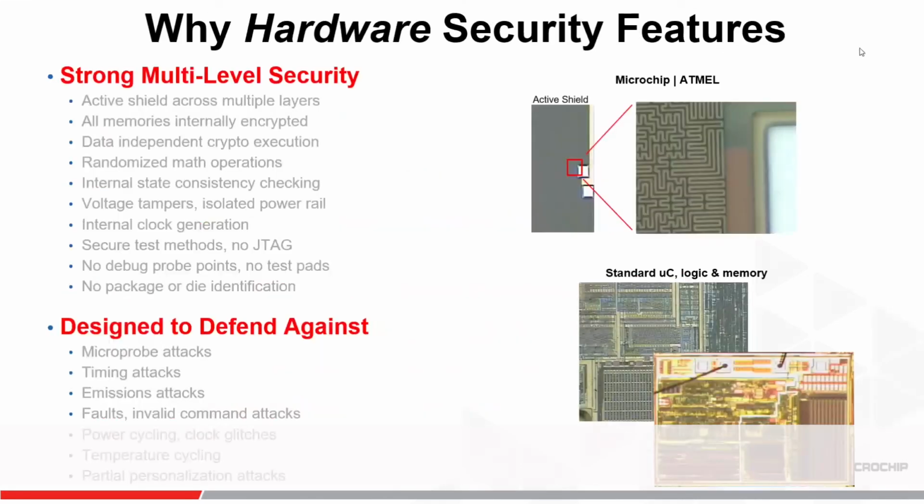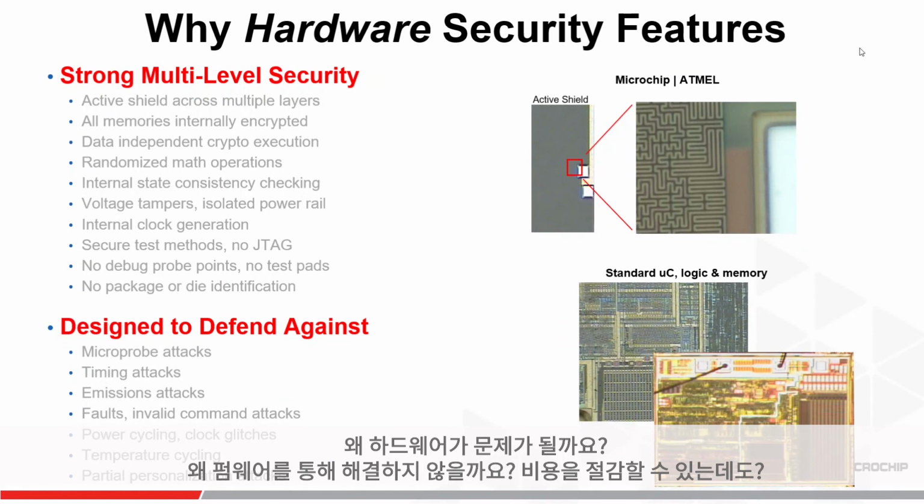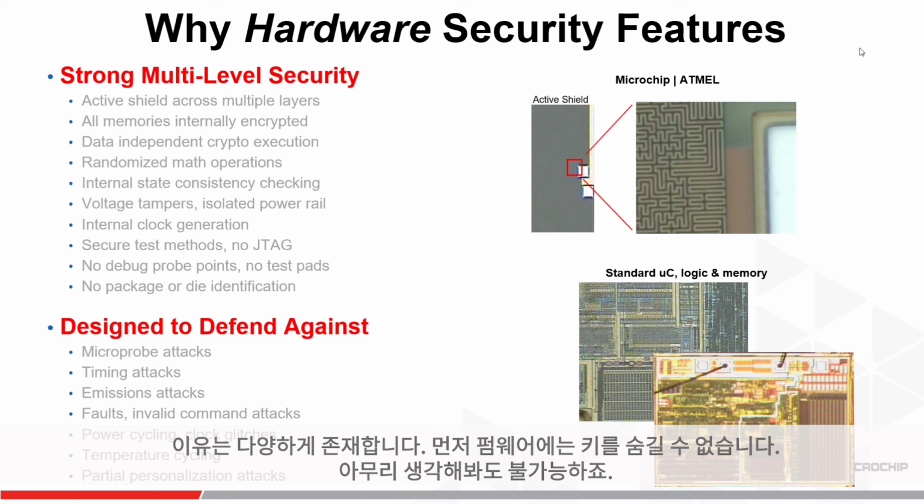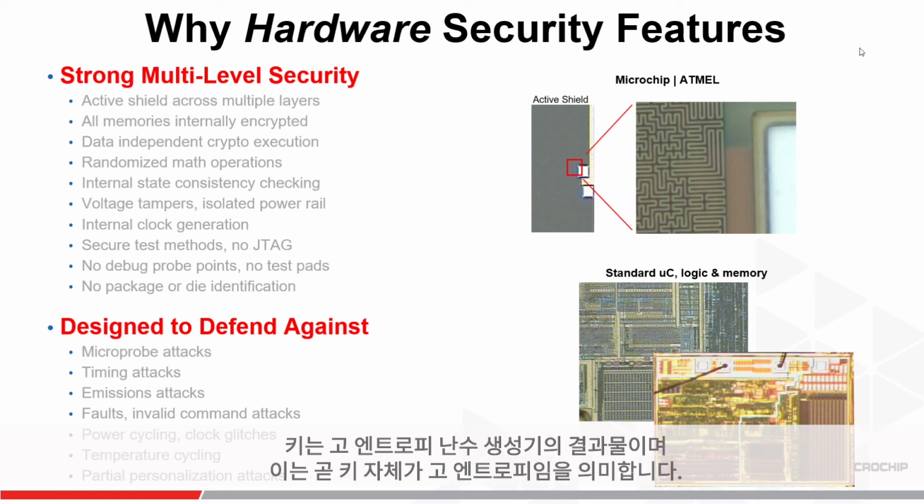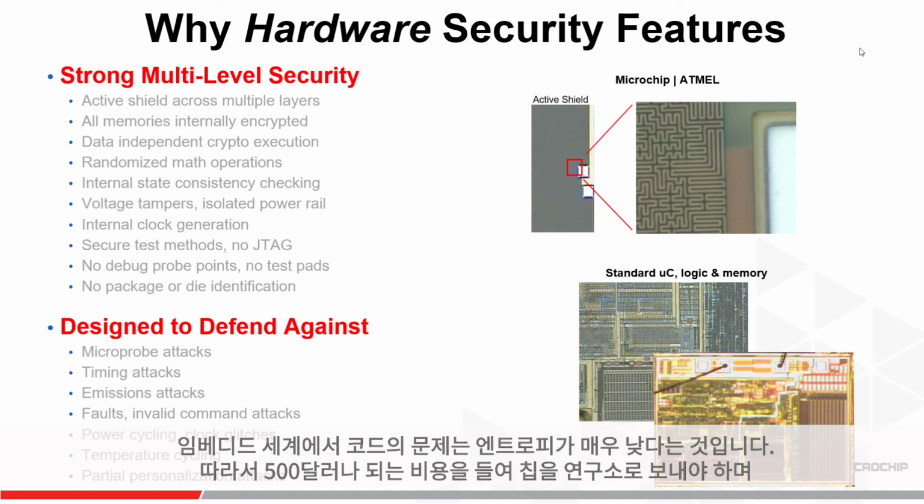Why hardware security features? Why not do this in firmware? Why not save the money? The problem is manifold. First, you can't hide keys in firmware. As much as you think you can, you can't. The problem is the keys are the result of high entropy random number generators. And that means that the key itself is high entropy. The problem with code in the embedded world is it's incredibly low entropy.